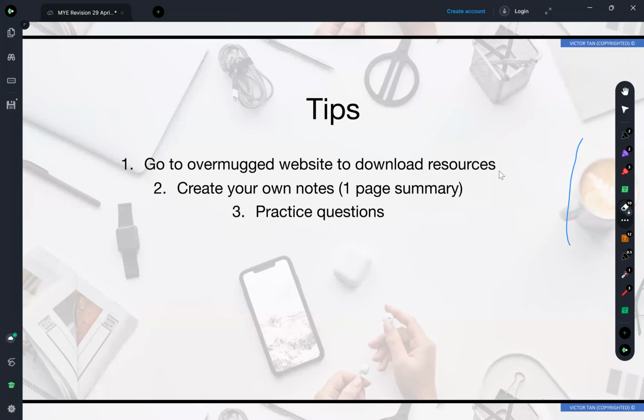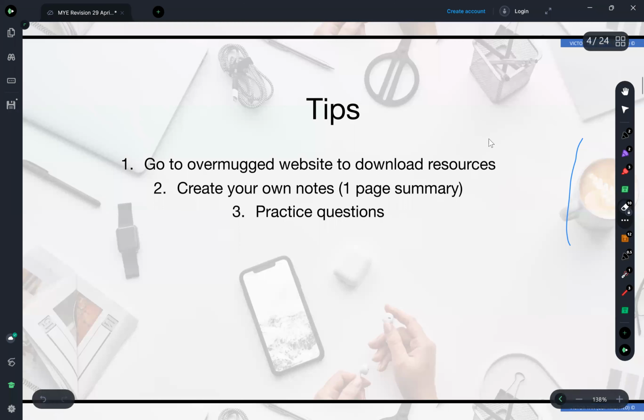So there are some tips for those students here. Number one, you can go to the Overmark website to download resources. I prepared some summary slides for each chapter from chapter 1 to chapter 9. The second tip is that you can create your own notes, a one-page summary for each chapter. This can help enhance your learning. And number three is to practice the questions. You can either do the workbook questions or questions given by your school. If you are under me, I'll also be providing you with a lot of different kinds of worksheets that you can do.